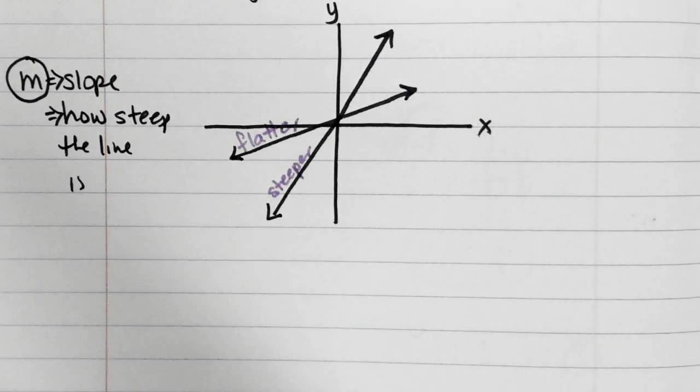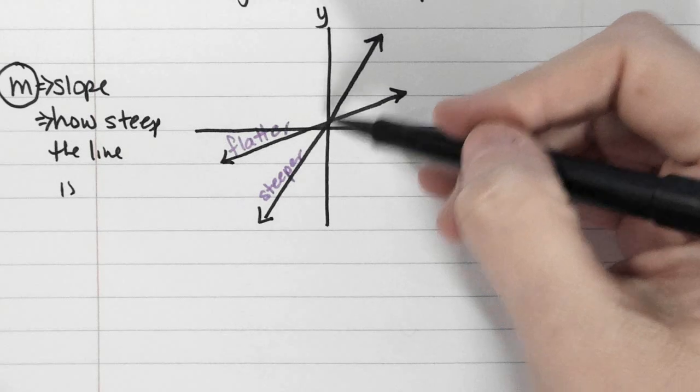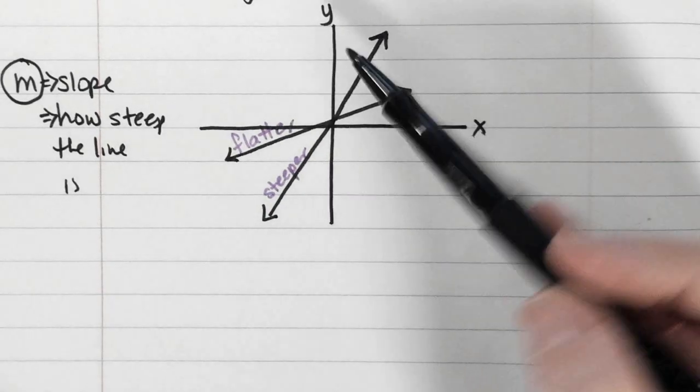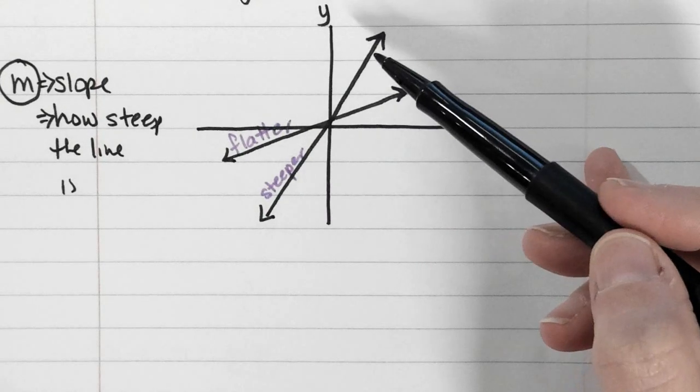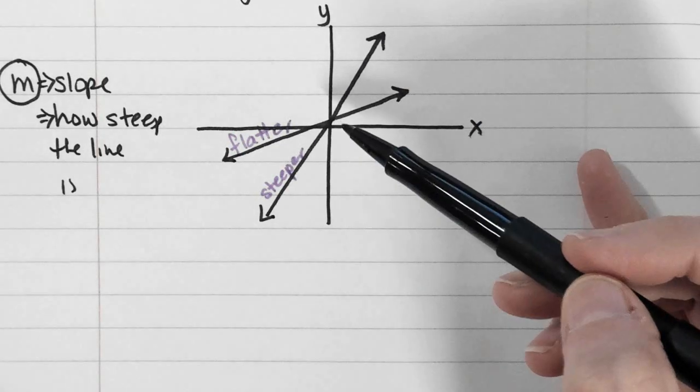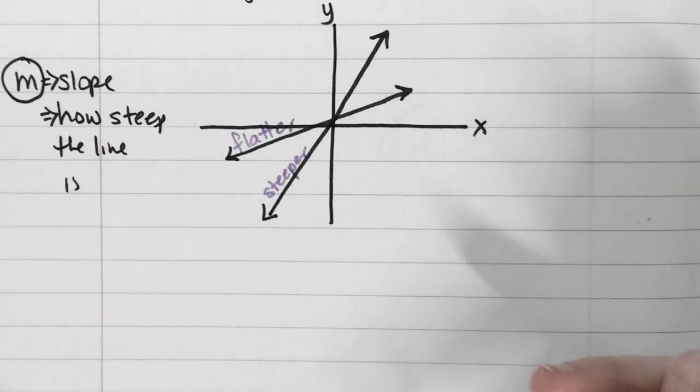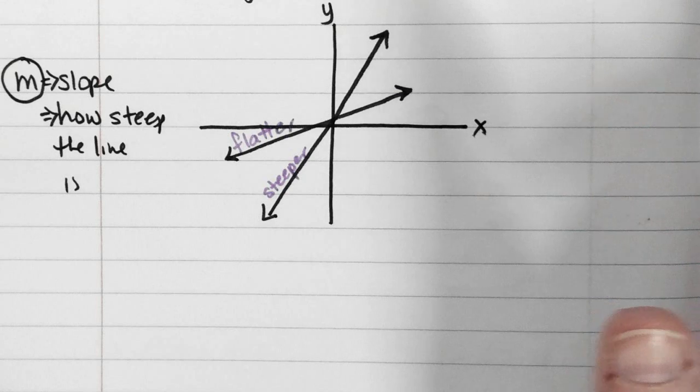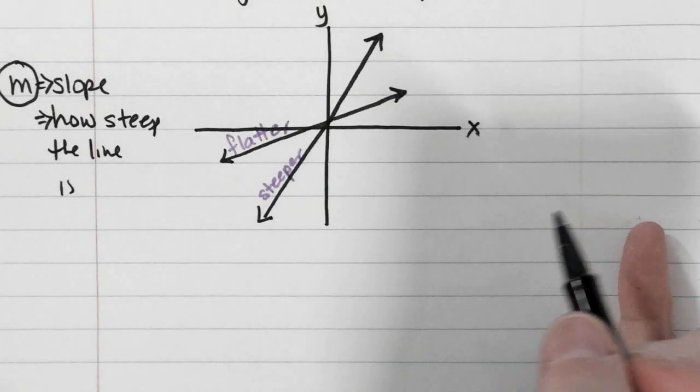Think about walking. If I'm walking 1 mile an hour, I'm basically not even walking. But if I'm walking 3 miles an hour, I'm walking faster. If I'm running 6 miles an hour, I'm going faster. So the higher my rate gets, the steeper my movement is. If you're going 3 miles an hour and then you slow down to 1 mile an hour, then your line is going to get flatter if we were to graph your progress. Okay, so slope tells us how steep the line is.